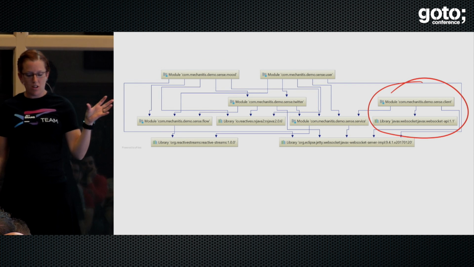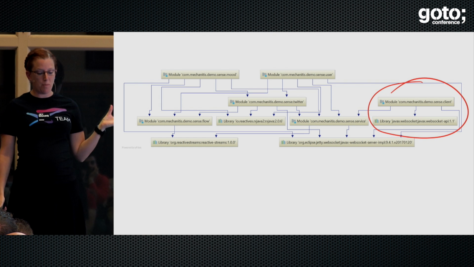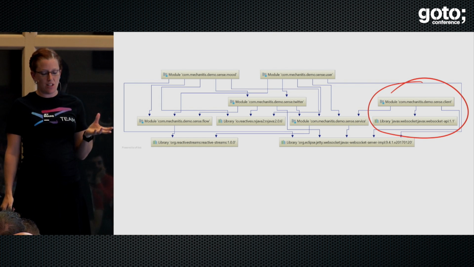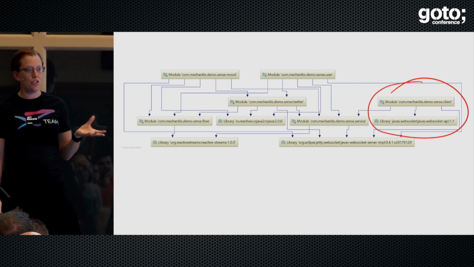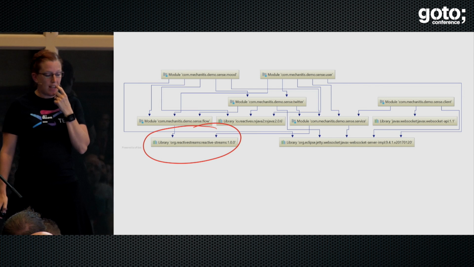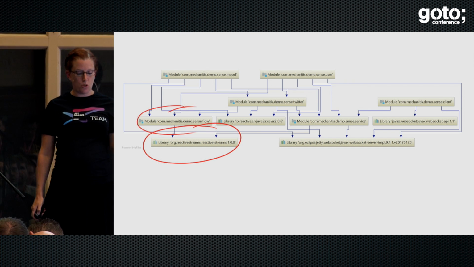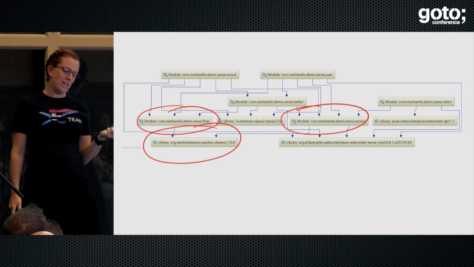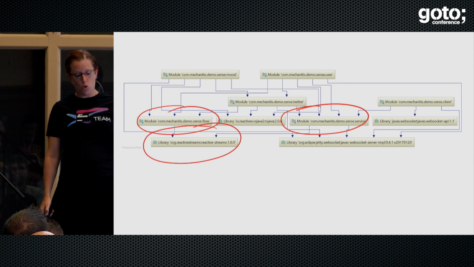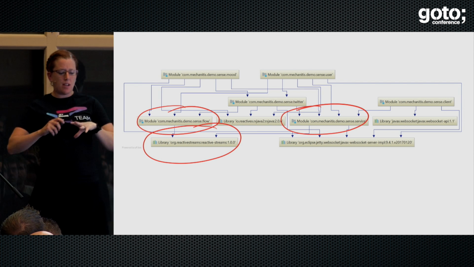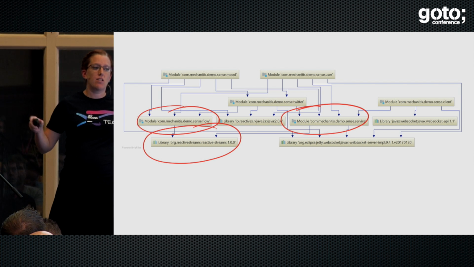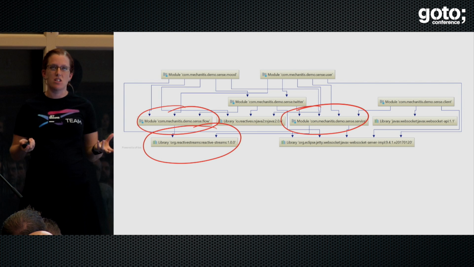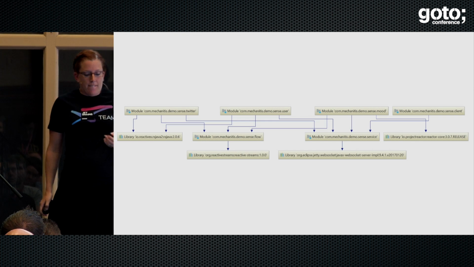I have one jar file which is only used by one particular module, which made no sense. It's an API which shouldn't have been being used. And I had a Reactive Streams jar file which was used by two different modules, which also made no sense. It should either be used by one or all of them. So by actually mapping out my dependencies, I figured out I'd designed my application in a slightly weird way. So I redesigned it.